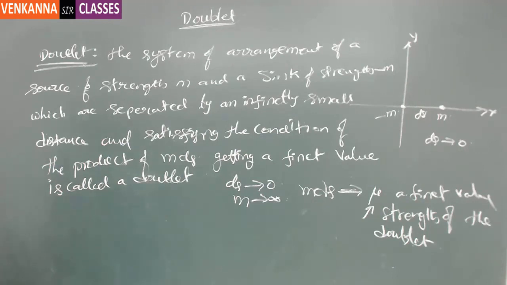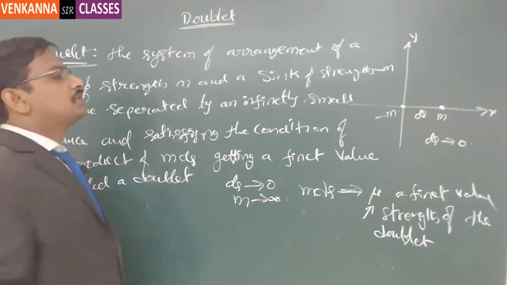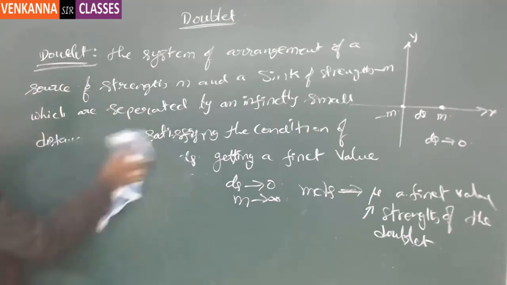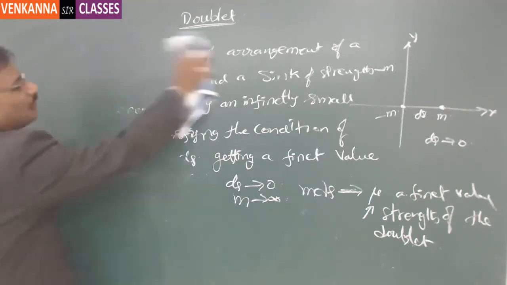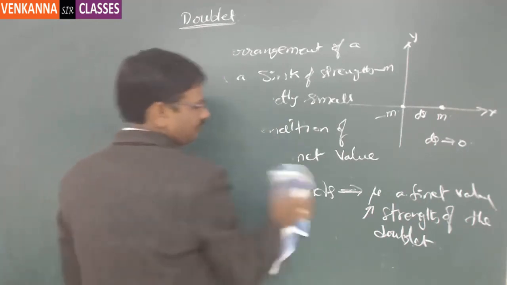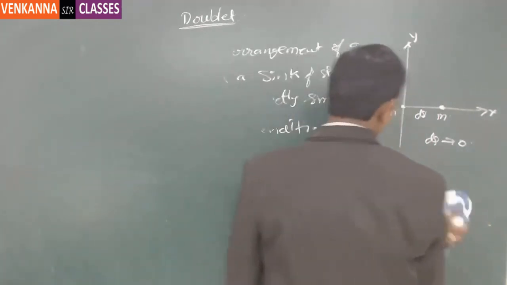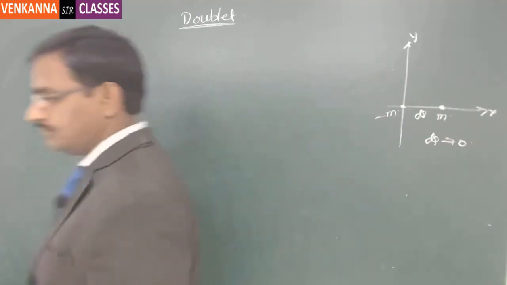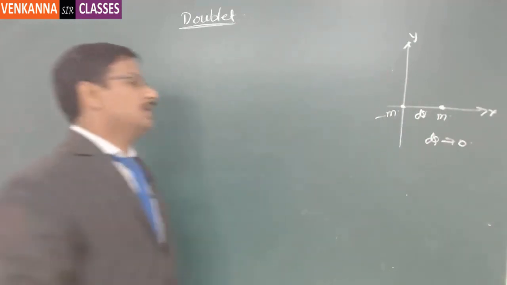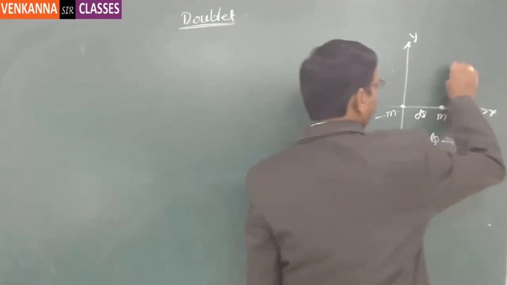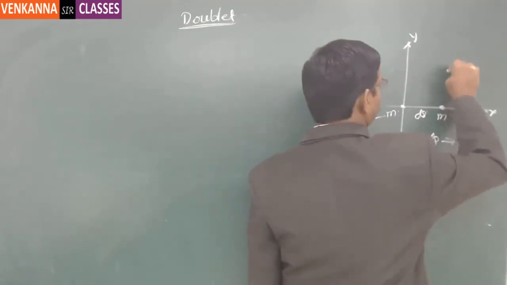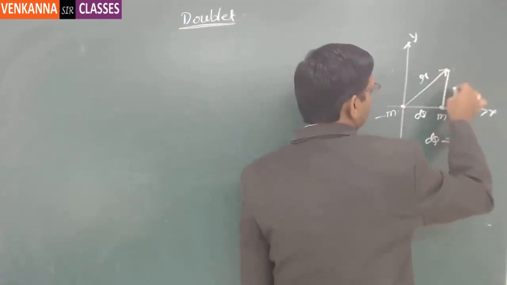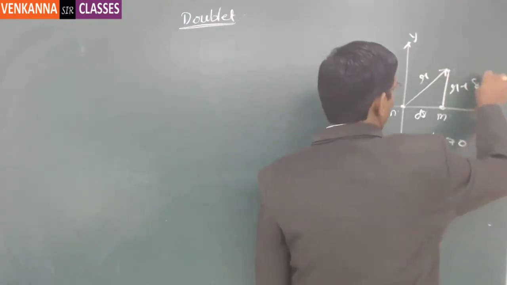Now, what is the complex potential of this doublet? We follow similar lines to the way we derived it before; the same thing we'll be reusing here. So here let us consider a random point. This is at a distance of r from the origin, and this is at a distance of r plus delta r.